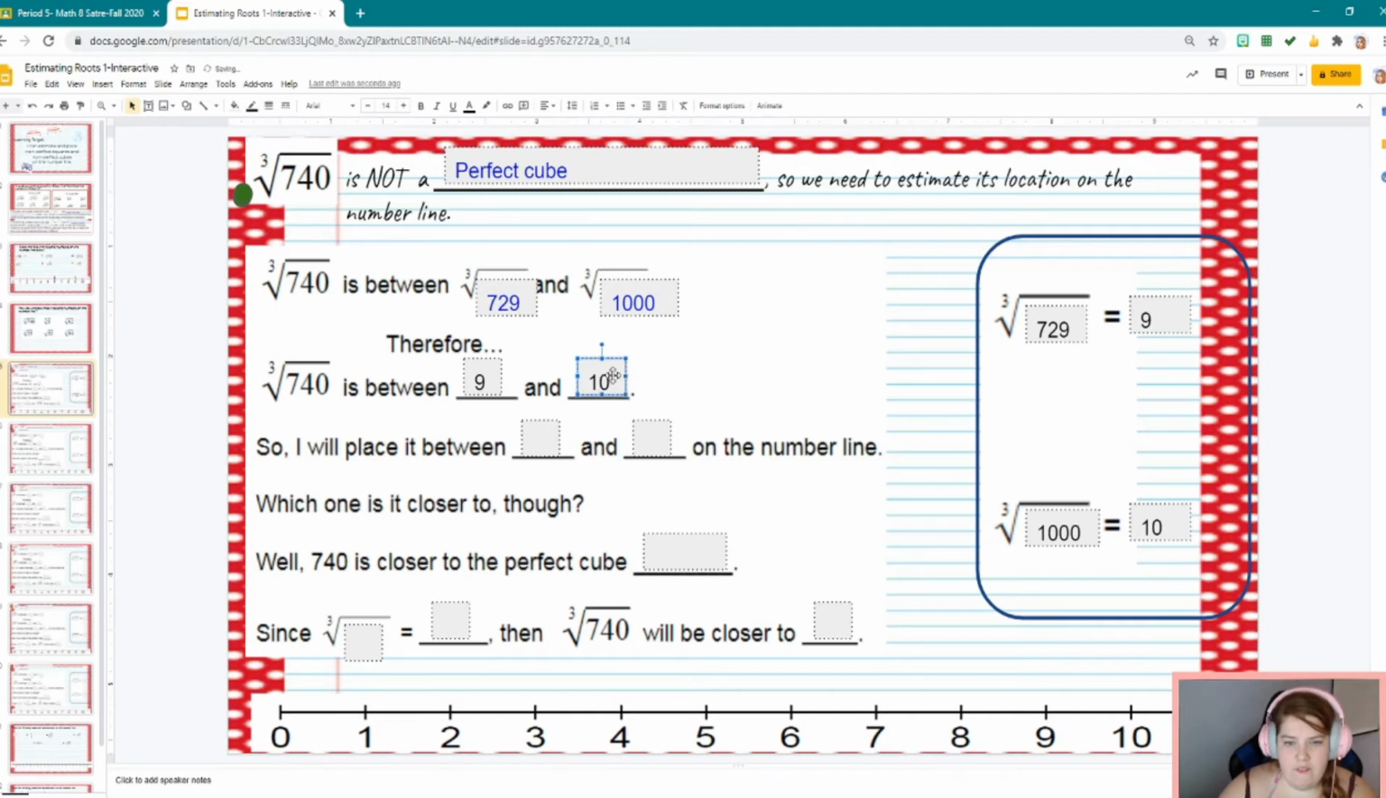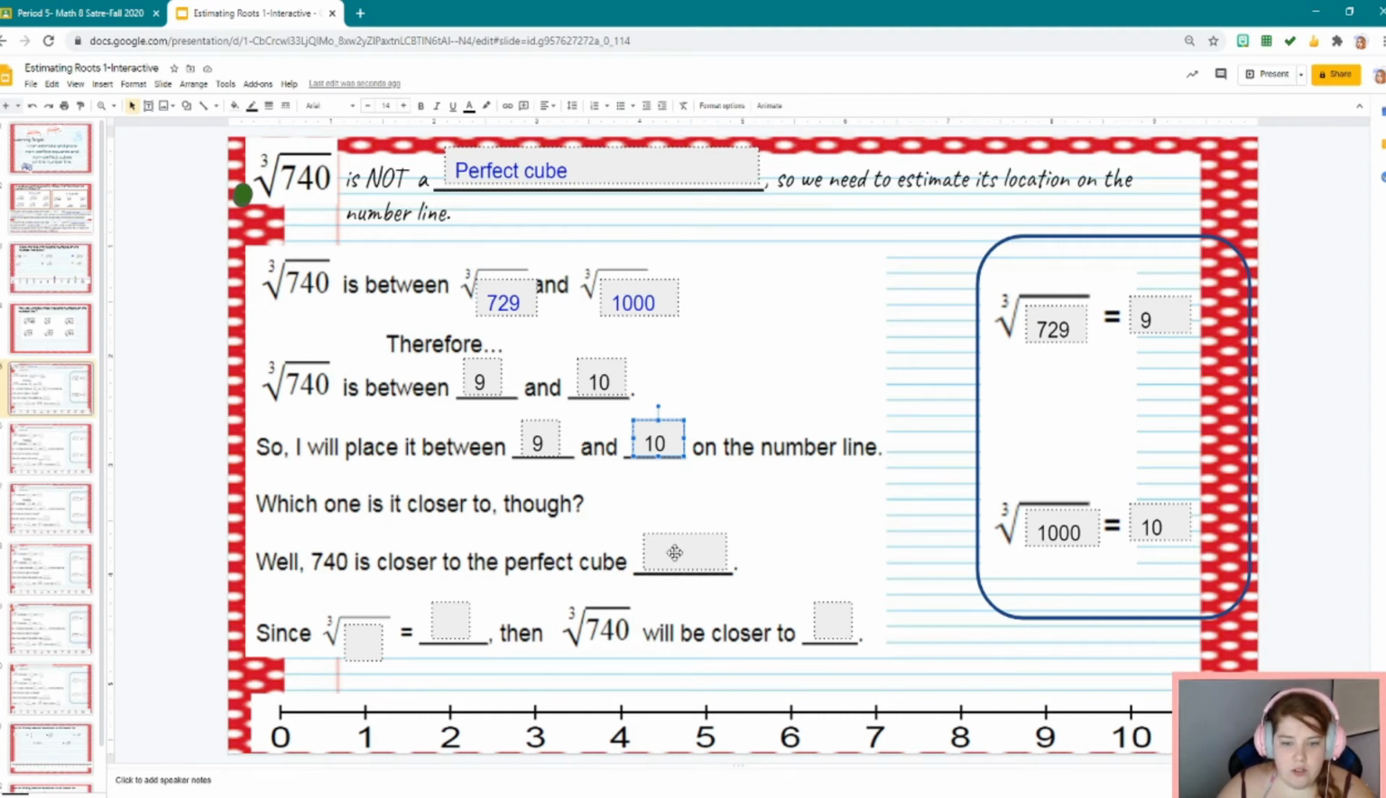And this is where you're going to have to play with the sizes a little bit. So you're going to place it somewhere between 9 and 10 on the number line, because that's the cubes it's between. It's between the cube root of 729 and the cube root of 1,000, and I can simplify those to be 9 and 10. But I also need to figure out which one it's closer to.